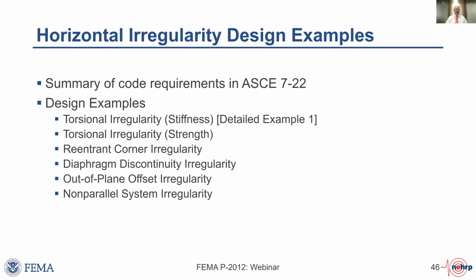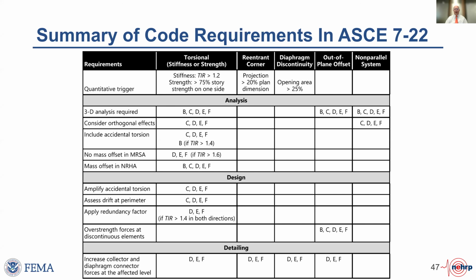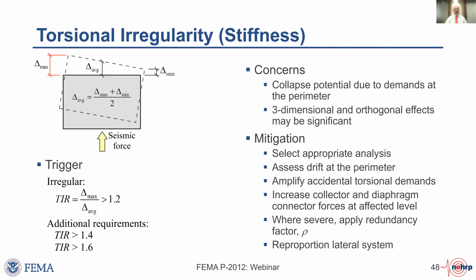So we're going to talk about design examples. We're going to walk through all of the horizontal irregularities in varying levels of sophistication. And in each case, we're going to try to understand what the trigger is, why we're concerned, and how to mitigate it. So this table summarizes the requirements related to horizontal irregularity in ASCE 7-12. And it identifies the metrics that we have. How do we quantify it? And then as a result of quantifying it, what do we do for the analysis? What do we do for design? And what do we do for detail? So our first irregularity is a torsional stiffness irregularity.